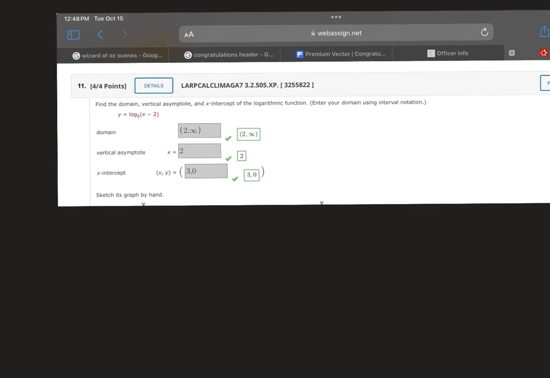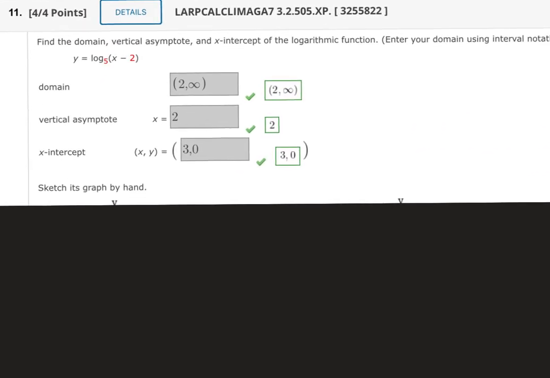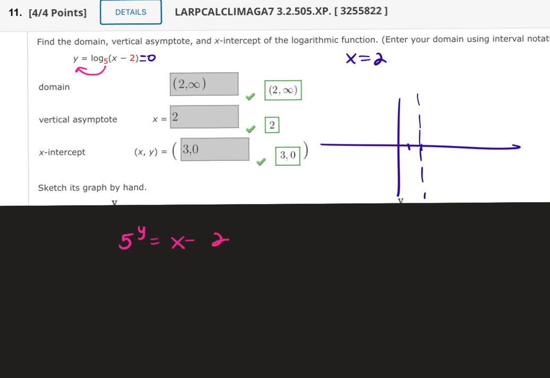All right, so this is 11, and 11 is y equals log base 5 of x minus 2. So I'm going to set it equal to 0 to get my vertical asymptote, which is x equals 2. So I know I've got a vertical asymptote through 2. Then I'm going to convert it. 5 picks up the y. I get x minus 2. 5 to the y plus 2 equals x.